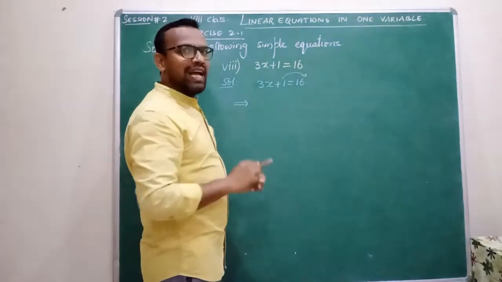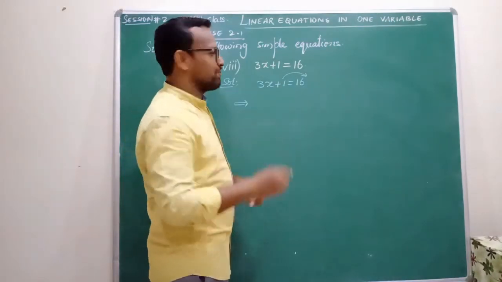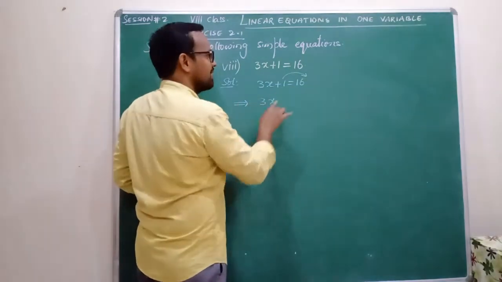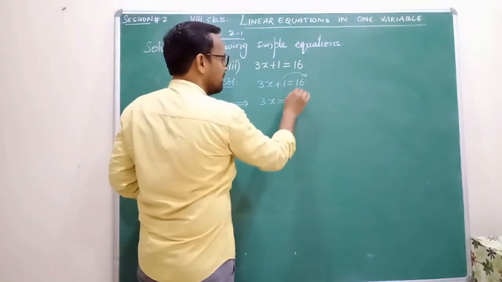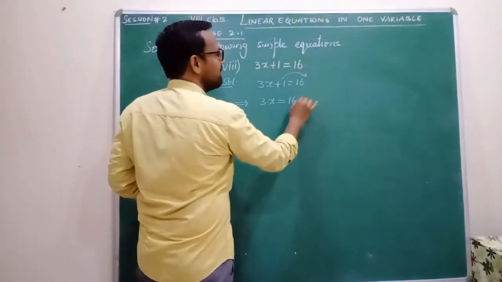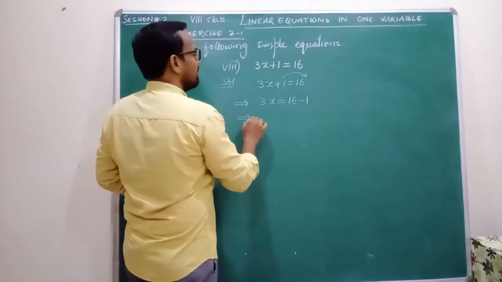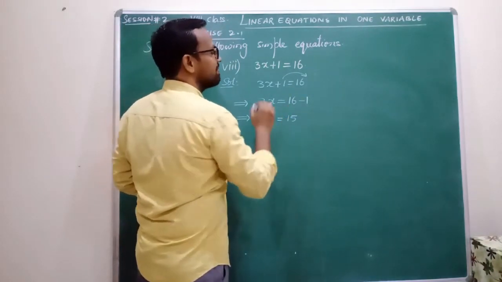Now what will happen when plus 1 is transposed? Yes, it becomes minus 1. So let me write the variable term as it is, that means 3x. I'm not writing plus 1 because it is going to the other side, is equal to 16. Now plus 1 after going there becomes minus 1. Now 3x is equal to 16 minus 1, which is 15.